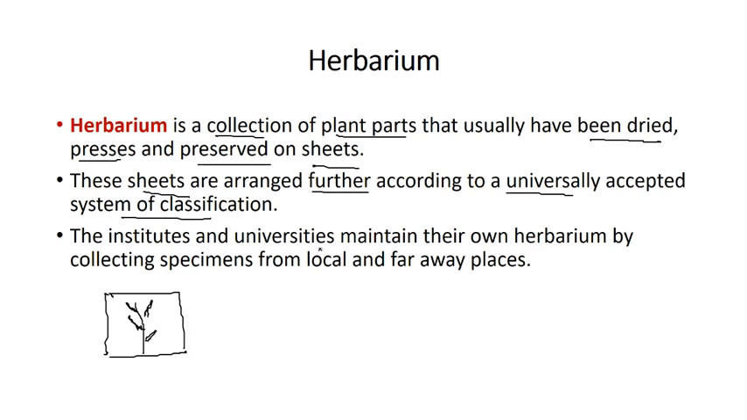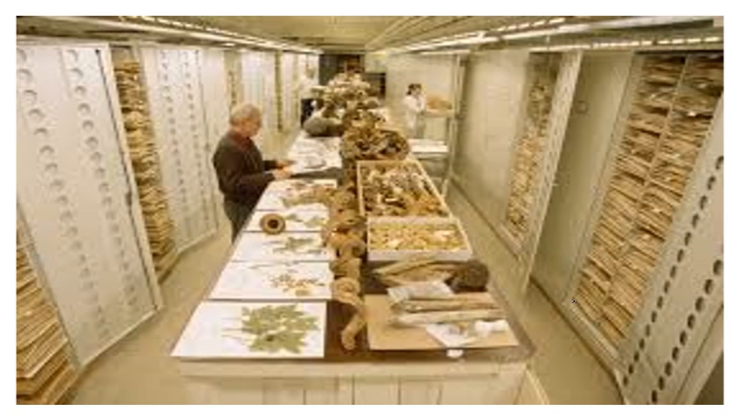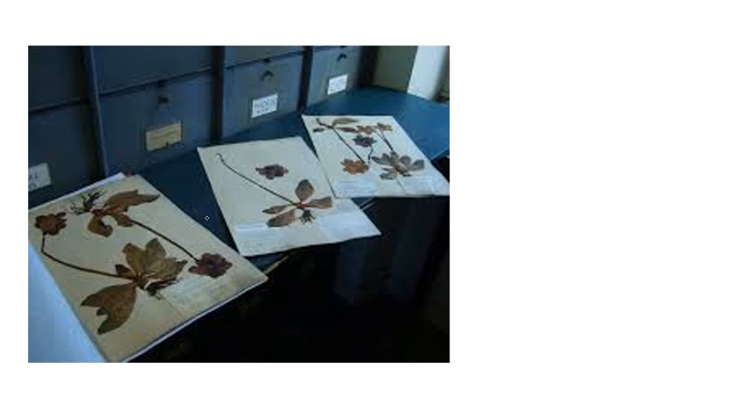Now the institutes and universities maintain their own herbarium by collecting specimens from their local nearby areas and also far away places. Now see how a herbarium looks. Here you can see the bundle of sheets. The specimens are pressed and mounted on a sheet, and these are then preserved. You can see here that the new specimens have been collected, dried, pressed, and preserved.